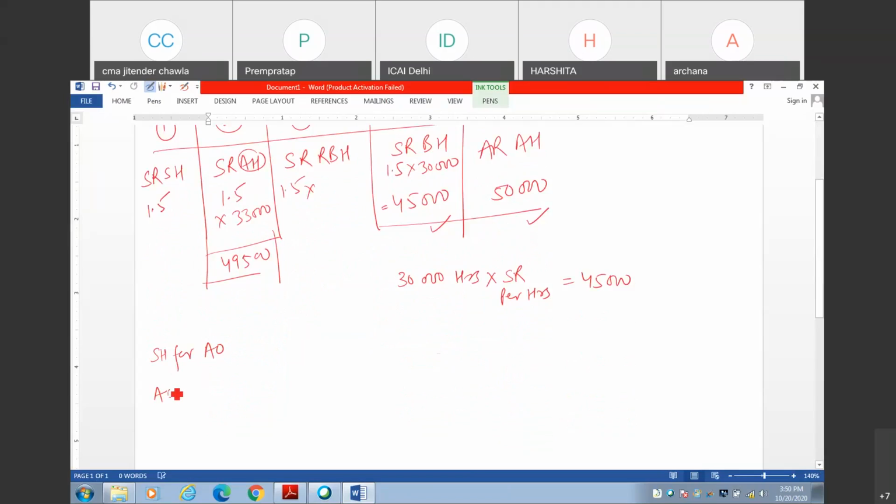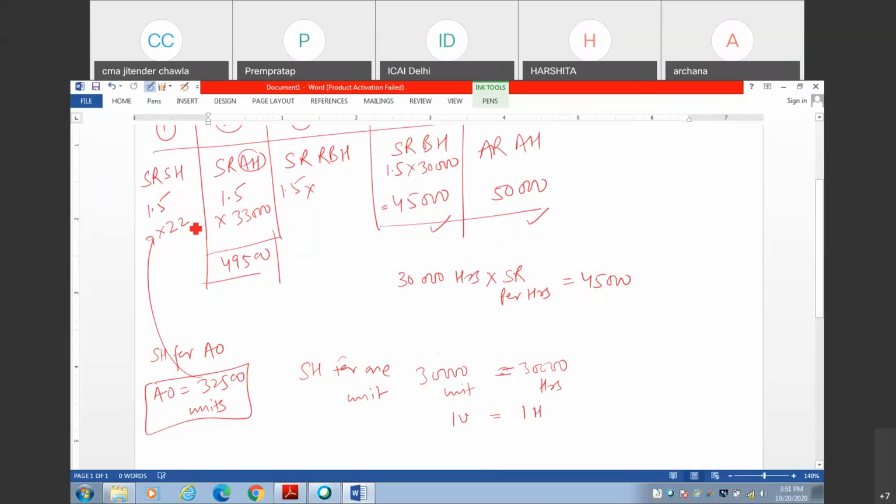Actual output is 32,500 units. And what is the standard hour to make 1 unit? Just consider 30,000 units is produced in 30,000 hours. This is given in the question. So 1 unit can be produced in 1 hour. So this many units are produced in 32,500 hours.